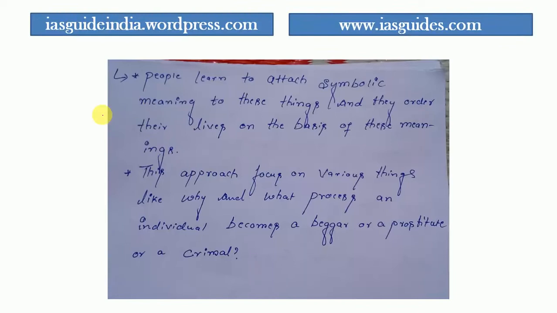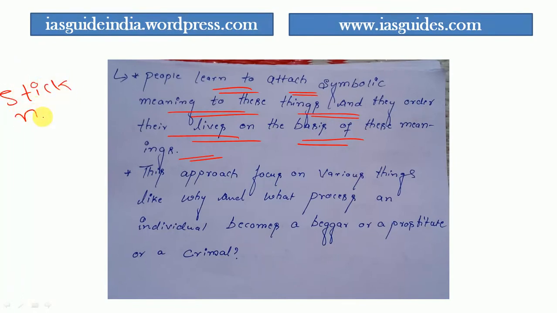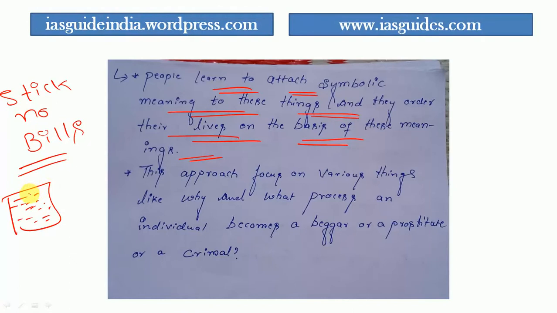People learn to attach symbolic meaning to these things, and they order their lives on the basis of these meanings. If they paste 'stick no bills', the meaning is don't come and paste your posters here. It may be film posters, it may be advertisement posters, don't paste here. If the person sees 'stick no bills', one day he will go to paste but since stick no bills is there, he will not paste. Another day he will not go there itself. That means people learn to attach symbolic meaning to these things.